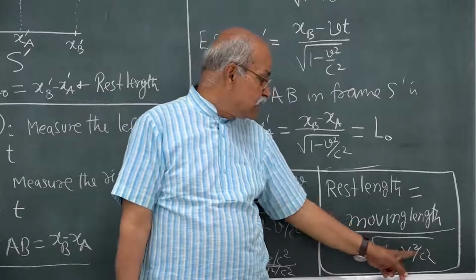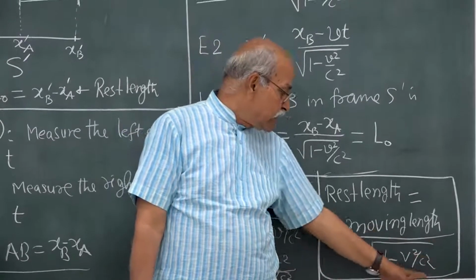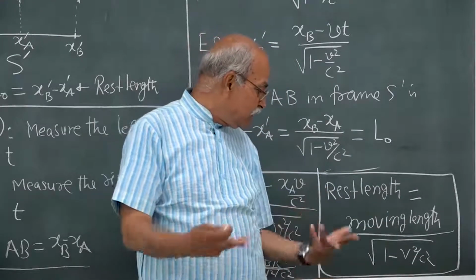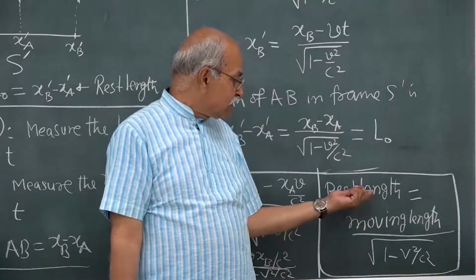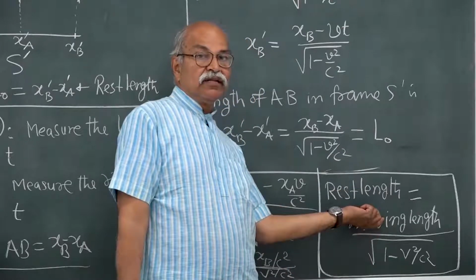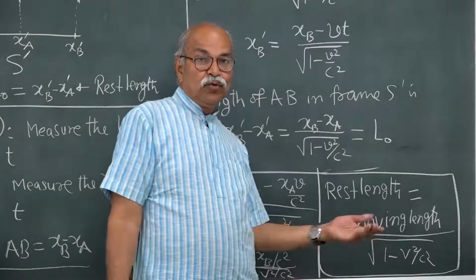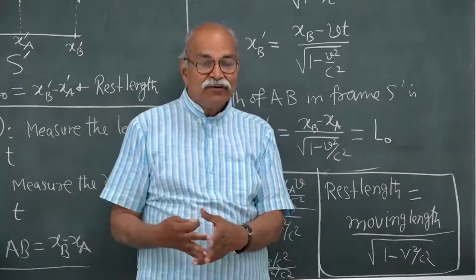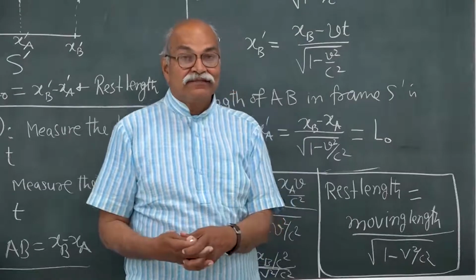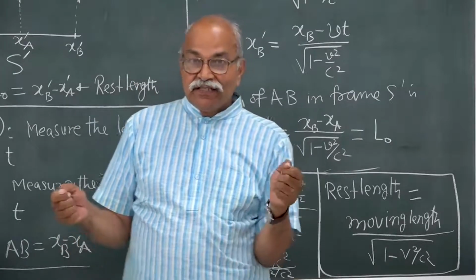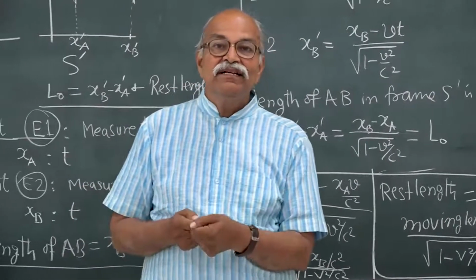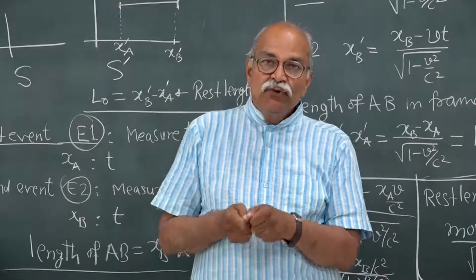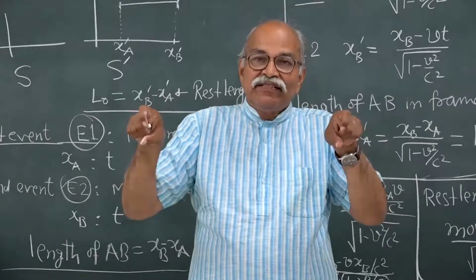Remember this square root of 1 minus v square by c square is a number less than 1, and if you are dividing by a number less than 1, you are increasing the magnitude. So, rest length is greater and moving length is smaller. Moving length is smaller than the rest length, and this phenomenon is known as length contraction. And as I said, it is not a material property, because in this whole derivation I have not used that there is a material between A and B.